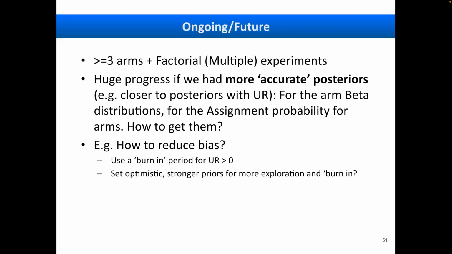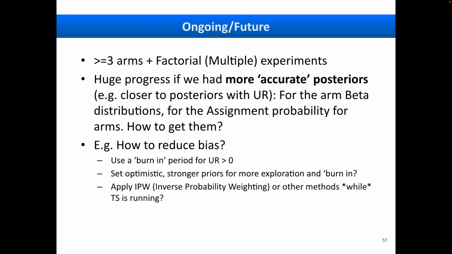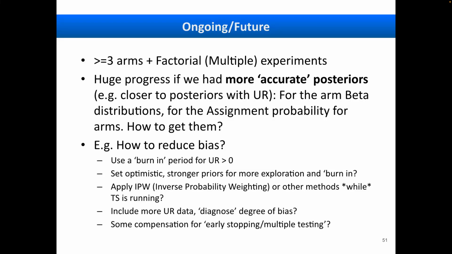And there are some ideas about how to reduce bias, like burn-in periods of uniform random instead of just running it, applying inverse propensity weighting or other methods while it's running, so you can reduce bias in sample means. If we include uniform randomization, can we diagnose the degree of bias, whether you're in the world where there is a difference or there isn't? And some compensation for stopping and multiple testing. And there are probably other things that are needed.